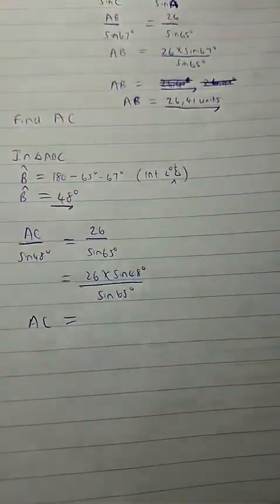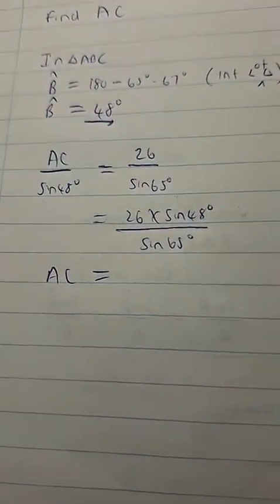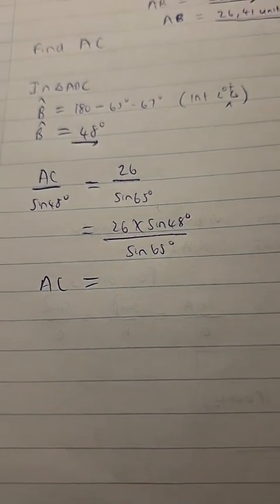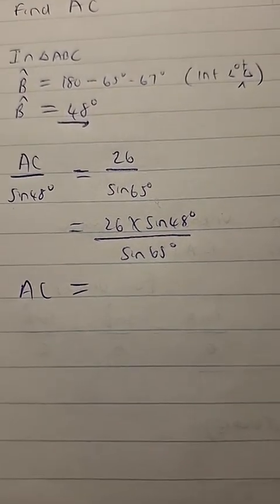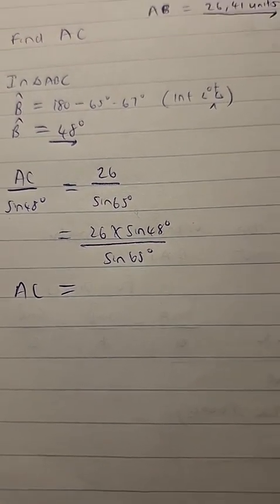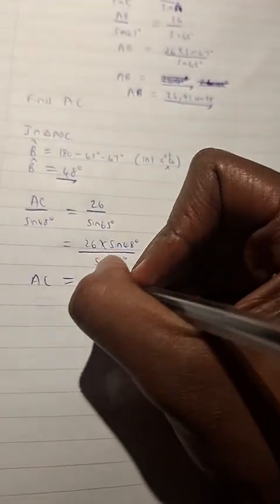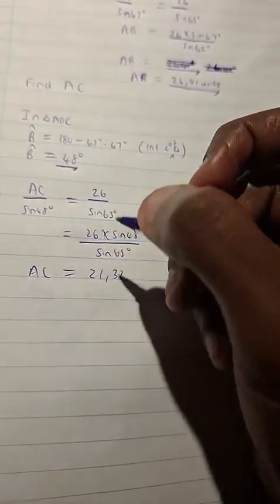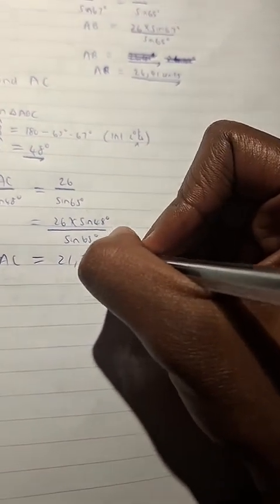Calculator, punch this in. 26 times sine 48 over sine of 65 degrees, and then I get a beautiful answer of 21,32 units.